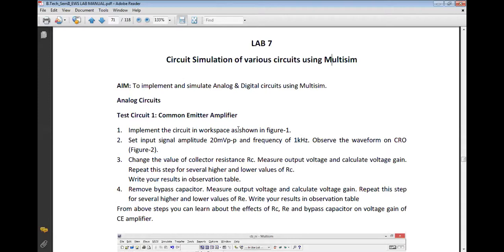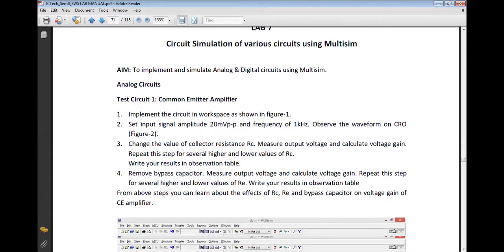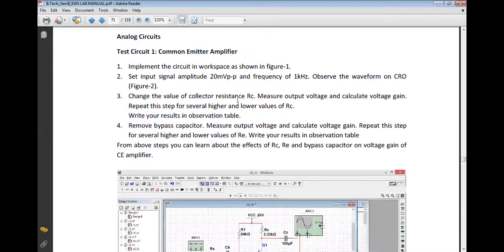This is the part. So test one, as I told you, analog circuits, test circuit one, a common emitter amplifier. You probably learned in your electronic principle lab, or if not, in future laboratories this week you may learn how to use Multisim for the common emitter amplifier. As far as the basic steps are concerned, let's implement the circuit in the workspace as shown in figure 1. Set input signal amplitude 20 millivolt and frequency 1 kilohertz.